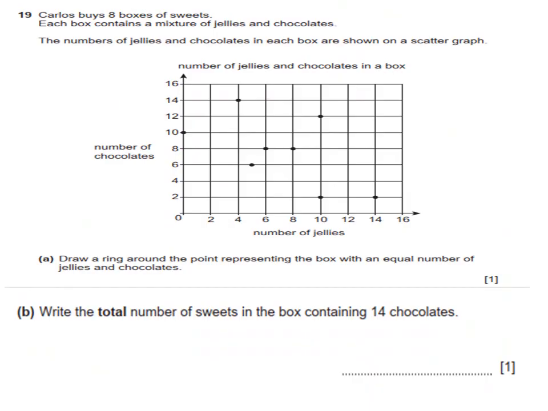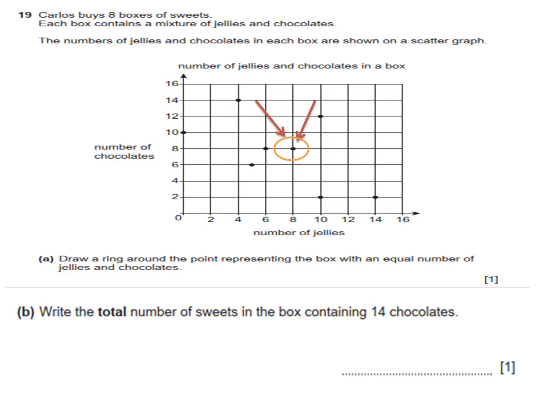Carlos buys 8 boxes of sweets. Each box contains a mixture of jellies and chocolates. The number of jellies and chocolates in each box are shown on the scatter graph. Draw a ring around the point representing the box with an equal number of jellies and chocolates. Here, 8 and 8, they are 8 chocolates and 8 jellies. So draw a ring here on this 8 and 8, the point 8 and 8.